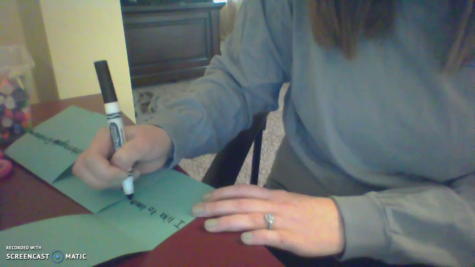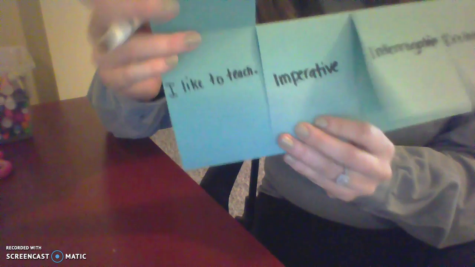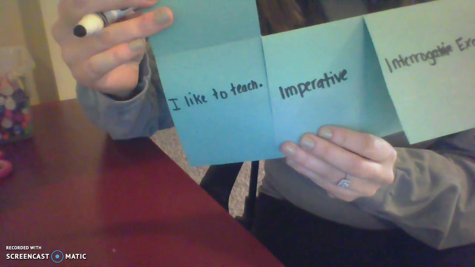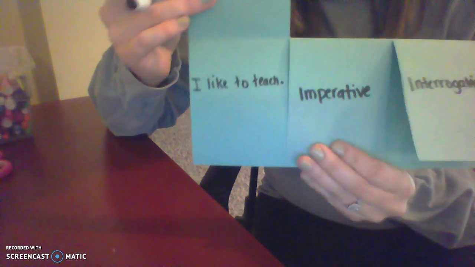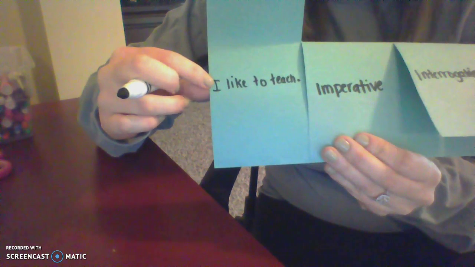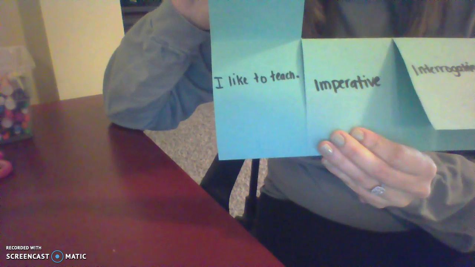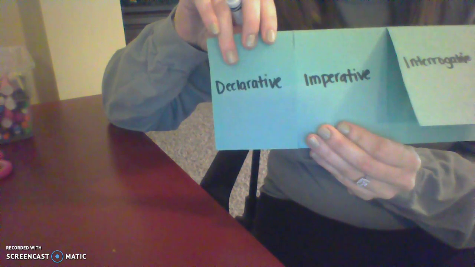And I'm going to write my declarative sentence under my flap for declarative right here. So when I open my declarative sentence tab, I will see an example of a declarative sentence. So I like to teach. One thing I want to point out is my sentence starts with a capital letter, and a declarative sentence always ends in a period. So make sure you have that ending punctuation that goes with the correct sentence.